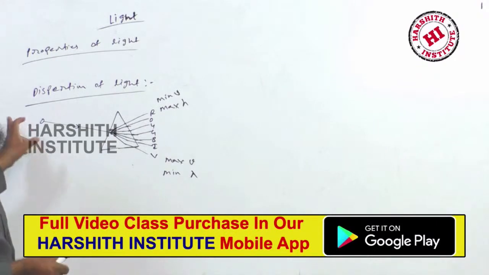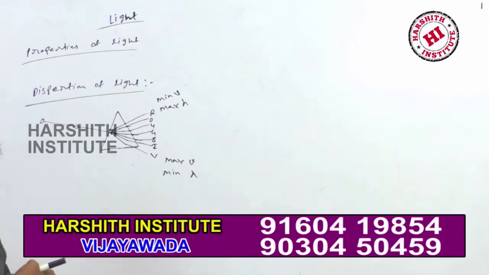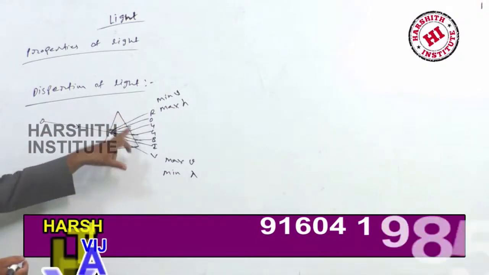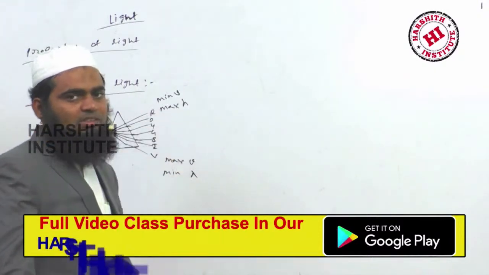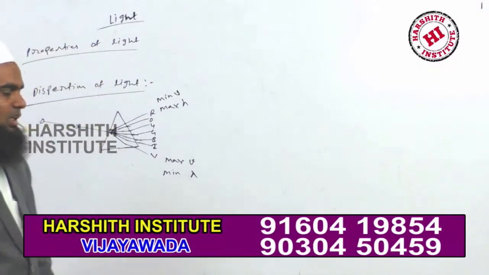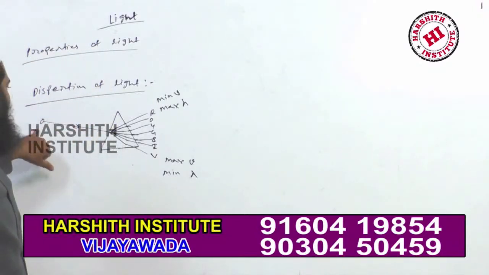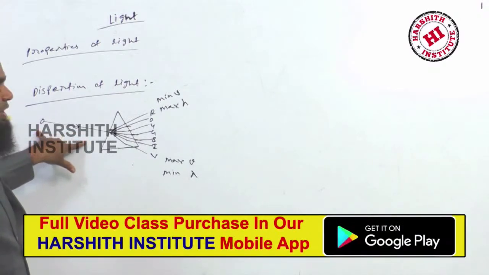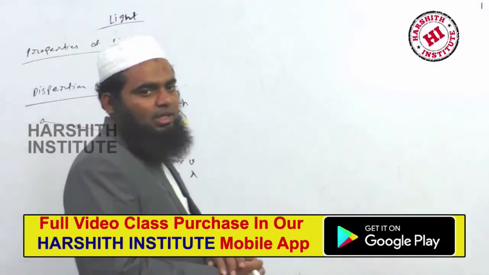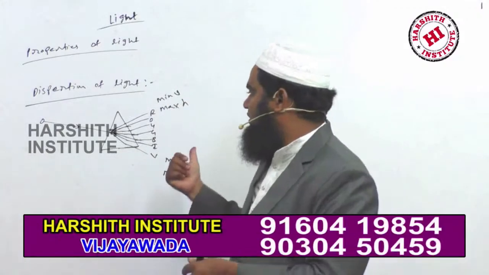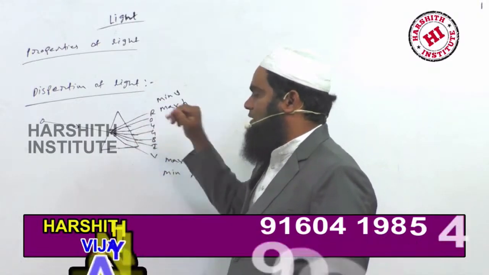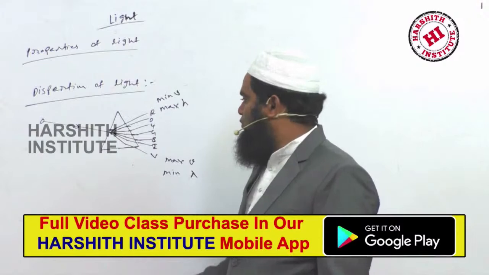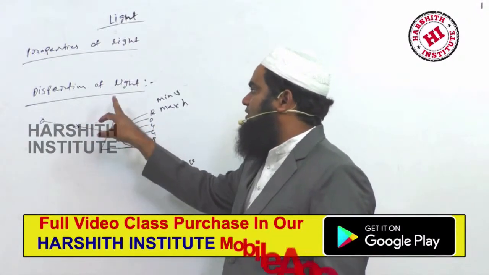Once again, dispersion of light is a property, so they can explain the response. When a beam of light is passed on a prism, it will split into 7 colors. So these colors are called VIBGYOR. Dispersion of light is defined as when a beam of light is passed on a prism, it will split into 7 colors: violet, indigo, blue, green, yellow, orange, red. So this phenomenon is known as dispersion of light.